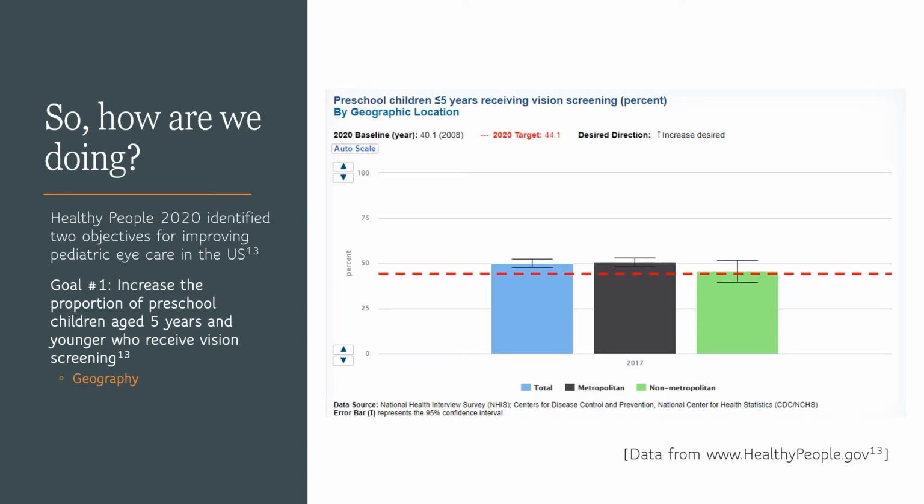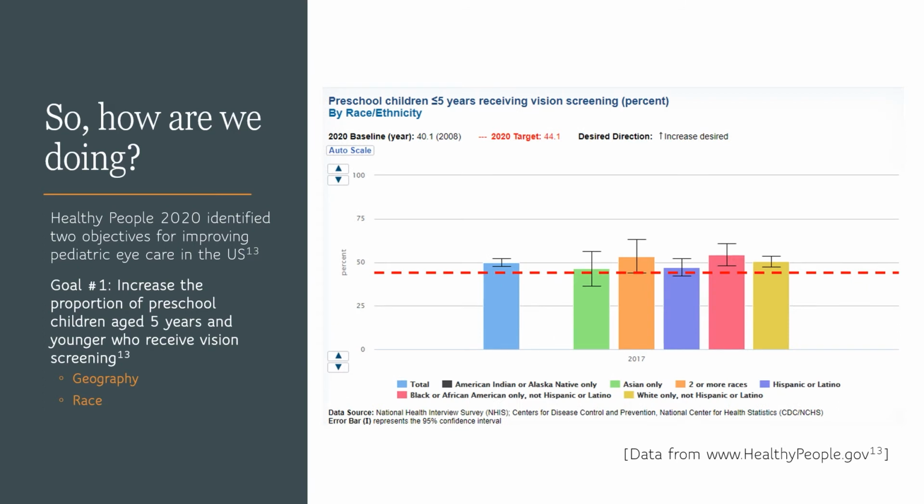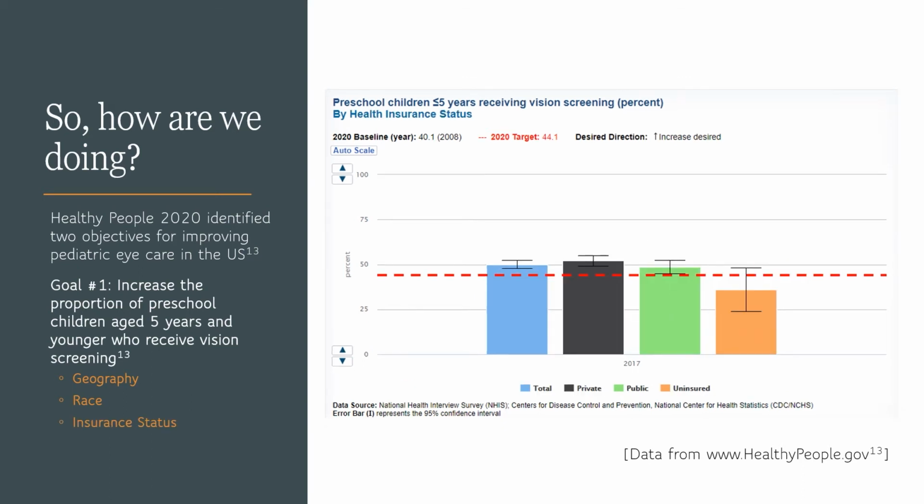Geographically, there was no difference between metropolitan and non-metropolitan patients, both reaching the 44% goal. Across racial and ethnic backgrounds, all groups reached the 44% goal, and there was no statistically significant difference between the groups. Between public, private, and uninsured groups, there was no statistically significant difference, but, importantly, uninsured patients had much lower average rates of screening, falling well below the 44% goal.